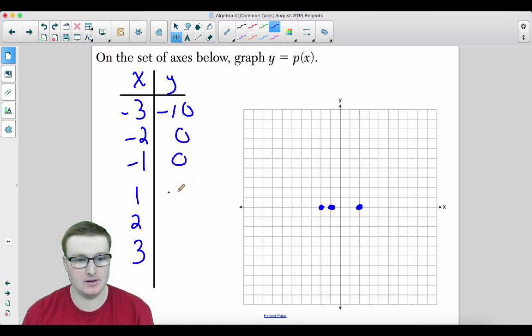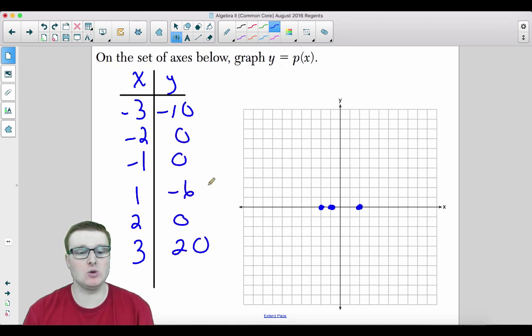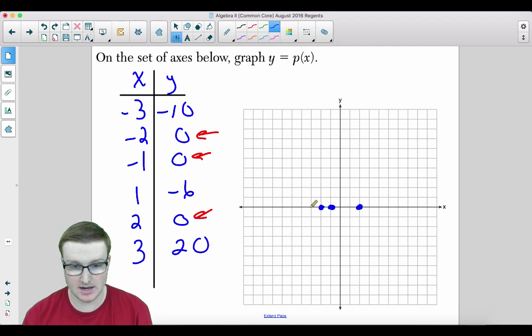0, 0, negative 6, 0, 20. So we knew that these were going to be zeros because we just found those zeros, right? So if we go down to negative 3, that equals negative 10. 1 equals negative 6. And the 3 equals way up there.